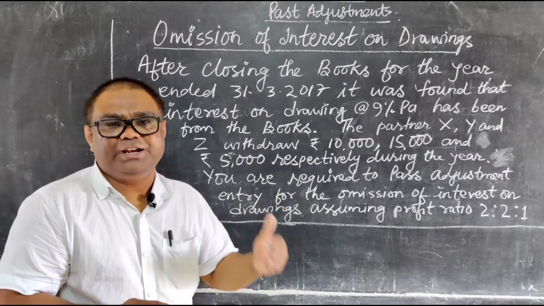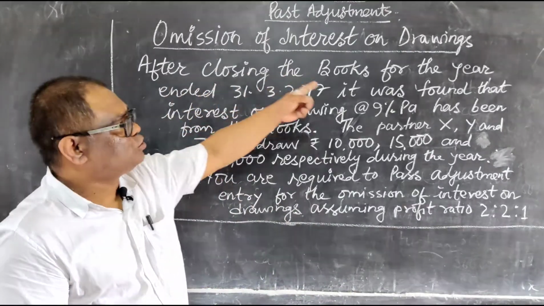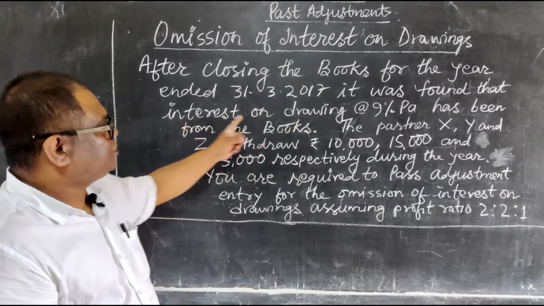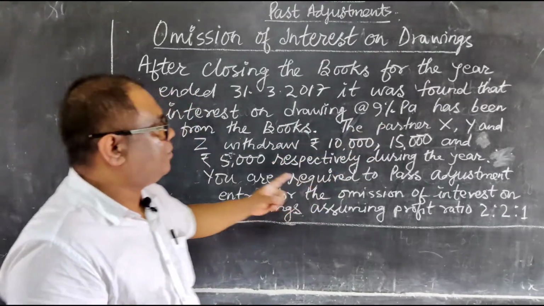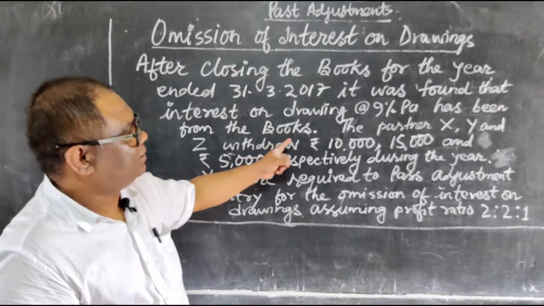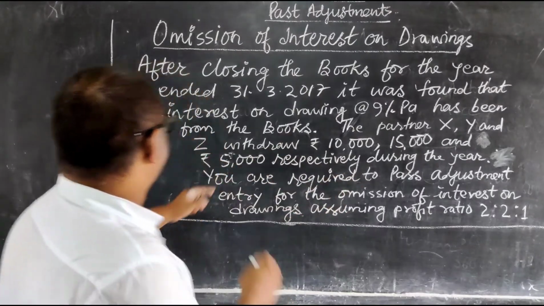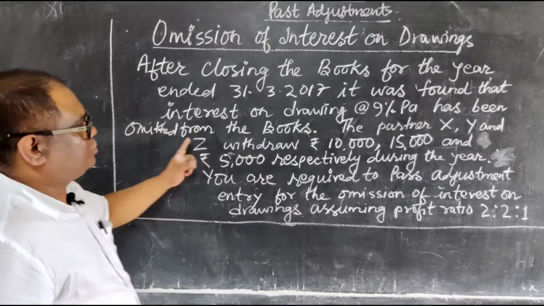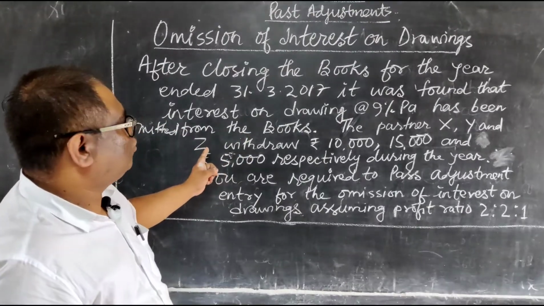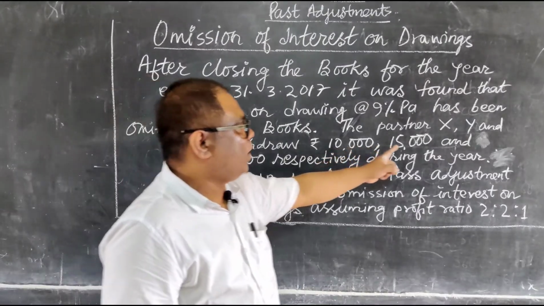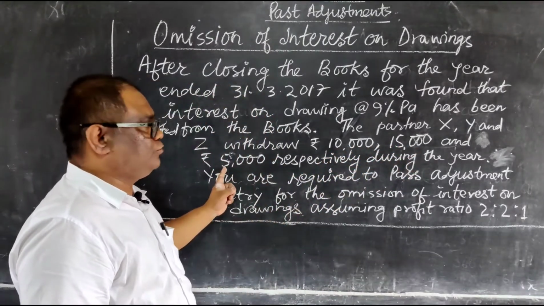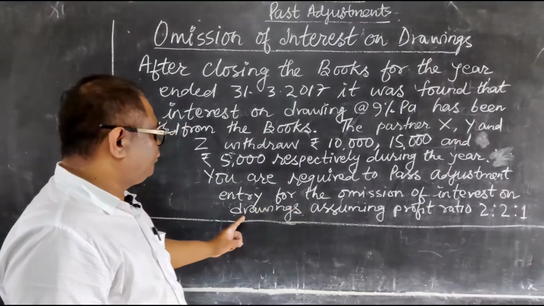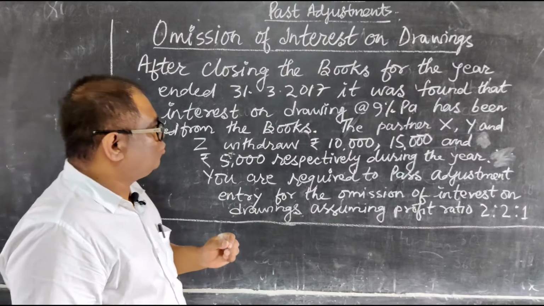First of all, let's calculate interest on drawing. After closing the books for the year ended 31st March 2017, it was found that interest on drawing at the rate of 9% per annum has been omitted from the books. The partners X, Y and Z withdrew 10,000, 15,000, and 5,000 respectively during the year. You are required to pass the adjustment entry for the omission of interest on drawing, assuming the profit ratio is 2:1.